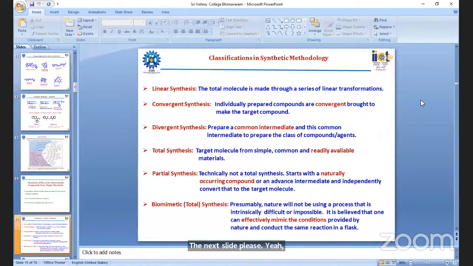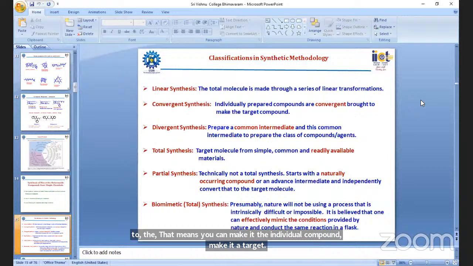Now look at the synthesis. What is synthesis? Synthesis means you have to make the compound. So how many types of synthesis are there to make a molecule? One is linear synthesis. What is linear synthesis? A total molecule made through a series of linear transformations. That means you continuously do the reactions, continuously do the steps so that you get the molecule. Then what is convergent synthesis? Convergent means individually prepared compounds are brought together to make the target compound.